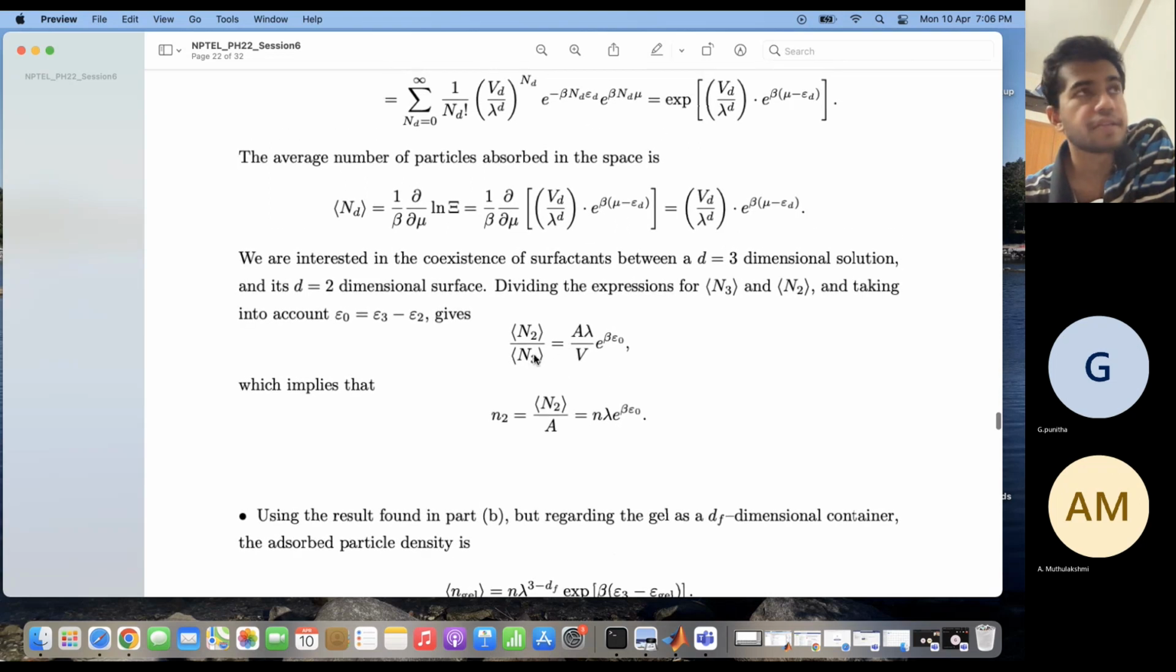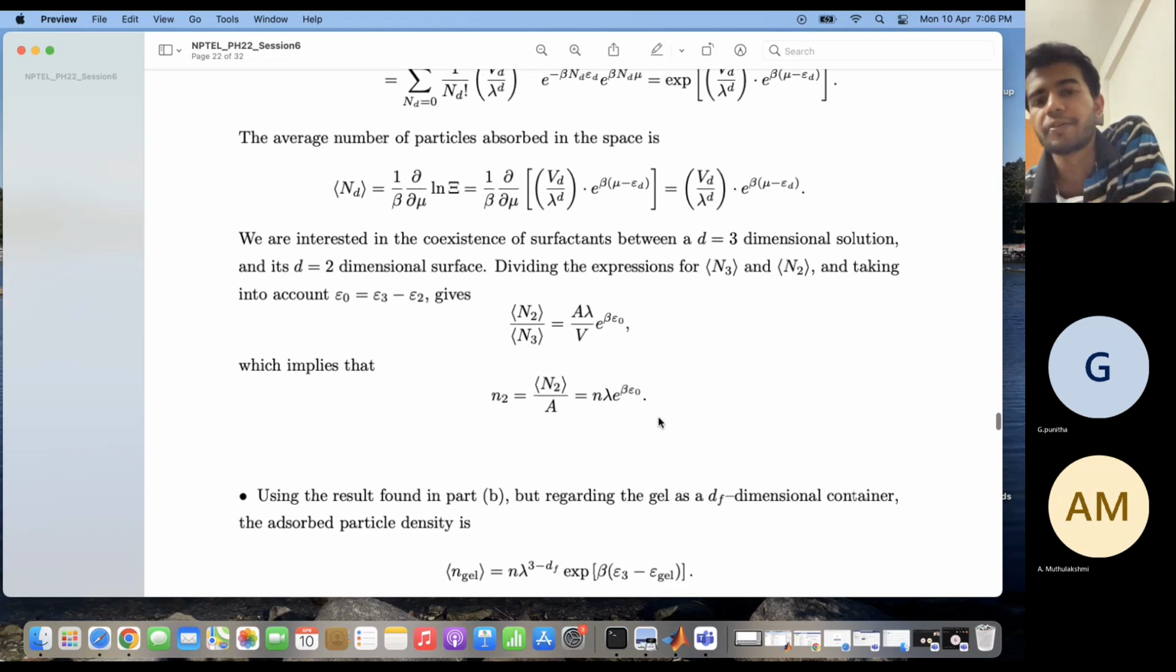So now if N3 is the concentration of surfactants in the bulk, then N3 is equal to capital N. And then the concentration of molecules on the surface is basically N2, which is equal to expectation N2 by the area. So expectation N2 by area is basically expectation N3 into lambda by V into e to the power beta epsilon naught. And expectation of N3 by V is basically small n. So therefore N2 is equal to small n lambda e to the power of beta epsilon naught.